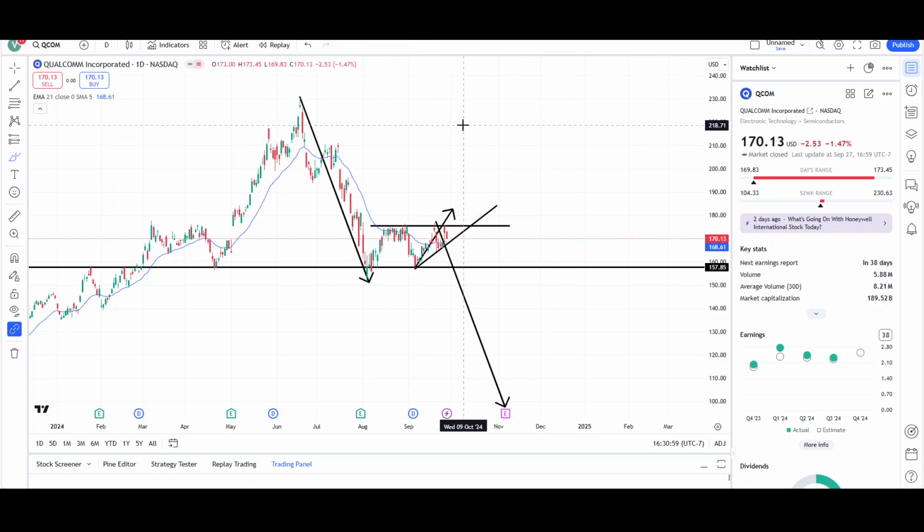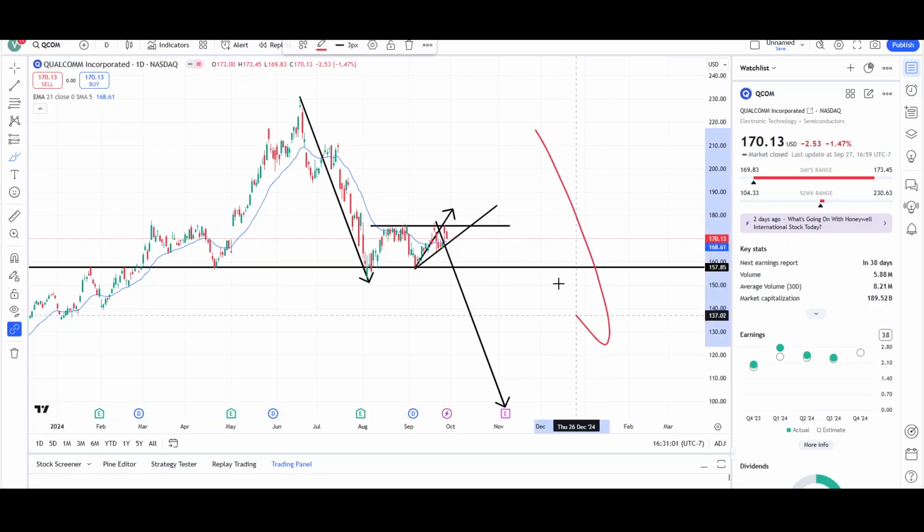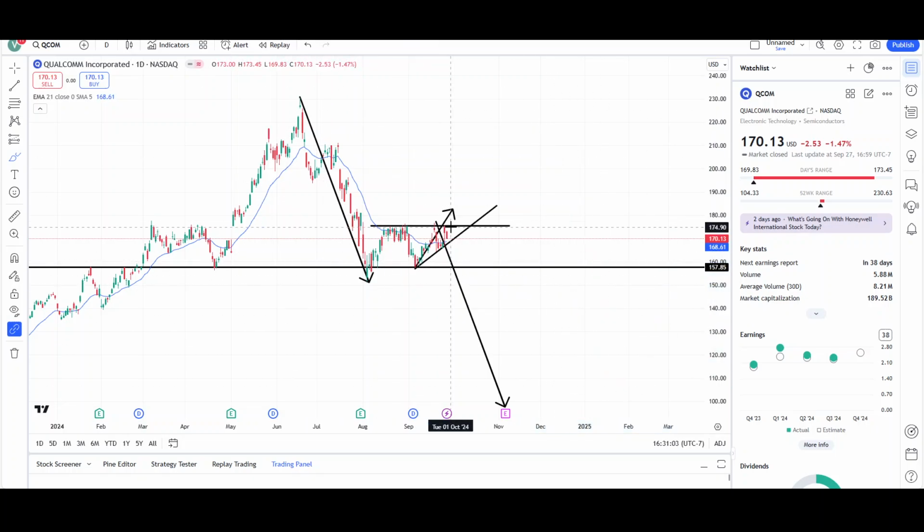So as of right now, this is setting up for another drop in the future, breaking that trend line, coming back down to this level right here, and potentially breaking that as well. So that's what it's setting up to do, because the bulls are not able to rally off of this level by a significant amount. But again, things can change, right?